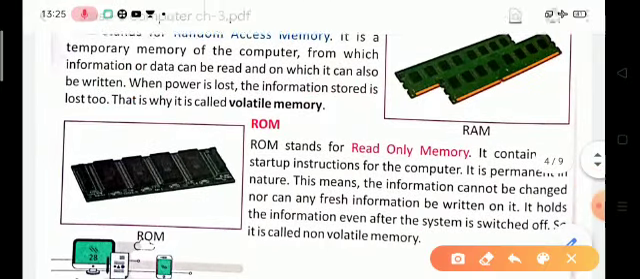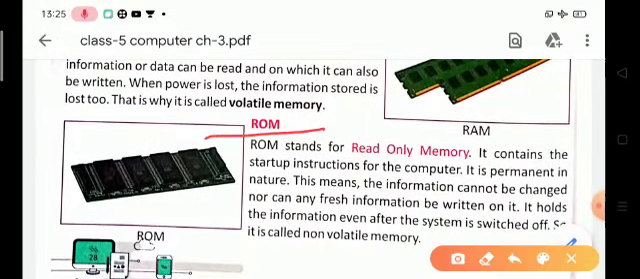Next, ROM, read-only memory. It is also known as non-volatile memory. Non-volatile memory means the information cannot be changed or fresh information written on it. It holds the information even after the system is switched off, and it is also called a permanent memory.